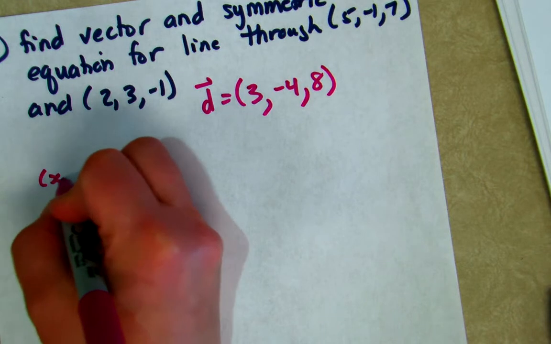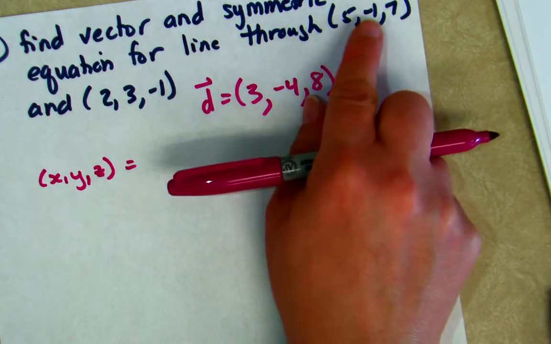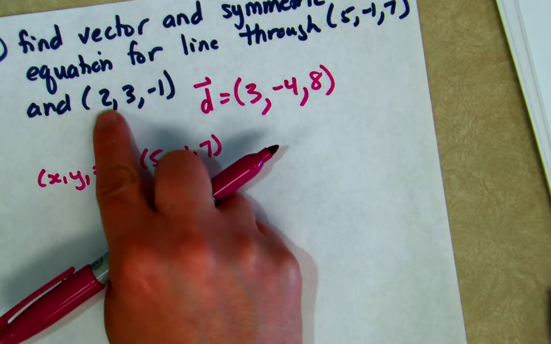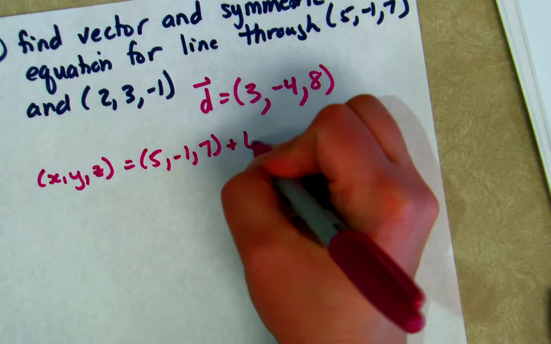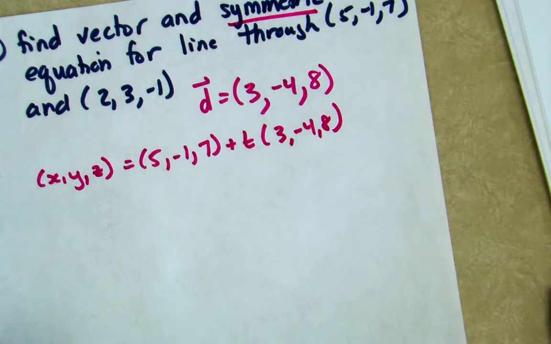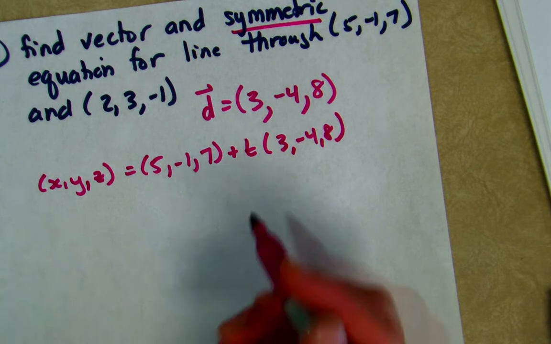So then my vector equation becomes, and again, it doesn't matter which point I pick, I'll pick this one, 5, -1, 7. You absolutely could put 2, 3, -1 there. Plus t times 3, -4, 8. Now, symmetric is something new. We didn't have symmetric in 2D, but now we're going to have it in 3D.